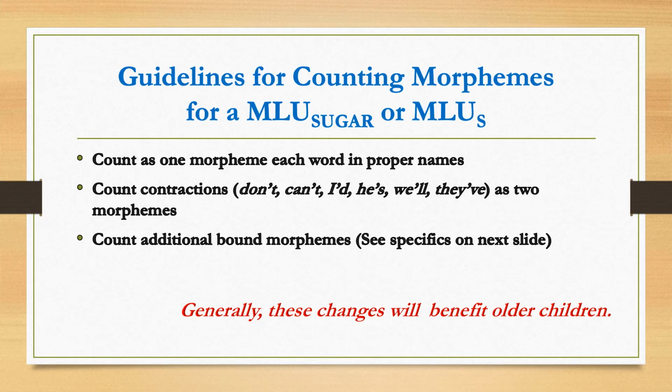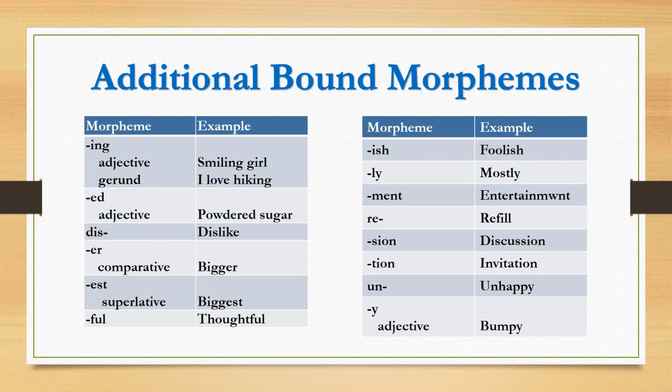Finally, Stacy and I added some other bound morphemes that I had noticed children in the 175 samples colleagues and I collected in a pilot study. These are on the next slide. These are the additional bound morphemes added by Stacy and me. Don't try to copy the list. It's repeated in the sugar procedures or in the PowerPoint handout on this website.